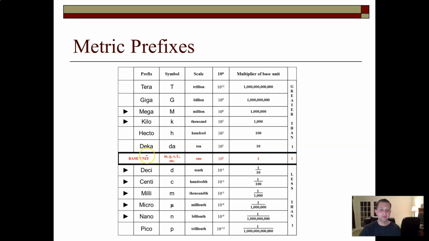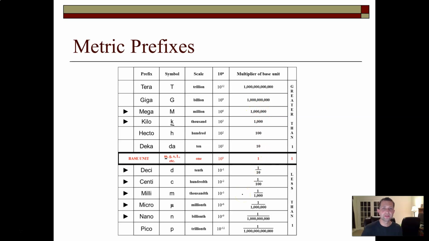Anytime you add a prefix, so pre means before, to that base unit, so if you take a meter and turn it into a kilometer, that prefix acts like a multiplier of that base unit. A kilometer is 1,000 times your base unit. So 1,000 meters is a kilometer. A mega, like a megasecond, is 1,000,000 seconds.